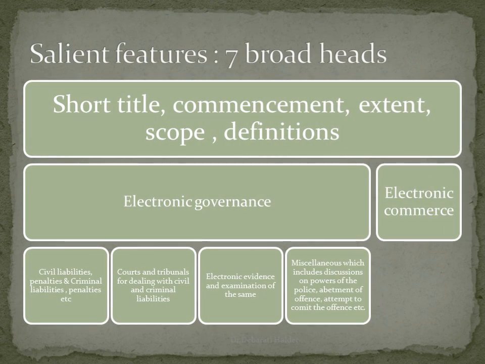Now let us discuss the salient features of the IT Act, which can be done under 7 broad heads. These are short title, commencement, extent, scope, definitions, electronic governance, electronic commerce, civil liabilities, penalties, and criminal liabilities, penalties, etc., courts and tribunals for dealing with civil and criminal liabilities, electronic evidence and examination of the same, and miscellaneous, which includes discussions on powers of the police, abatement of offence, attempt to commit the offence, etc.